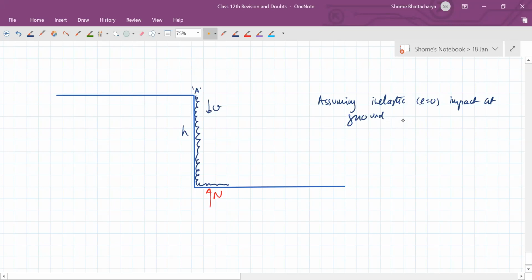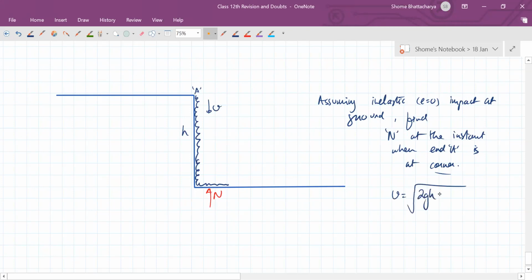we have to find the normal reaction at the instant when the end A is at the corner. So end A has gone from this to this. We just saw that v we had found out as square root of 2gH into natural log of L by H. So we have the v. Now we have to find this normal reaction.